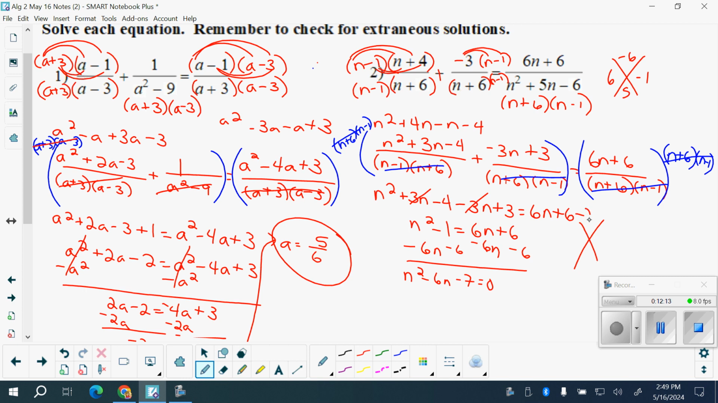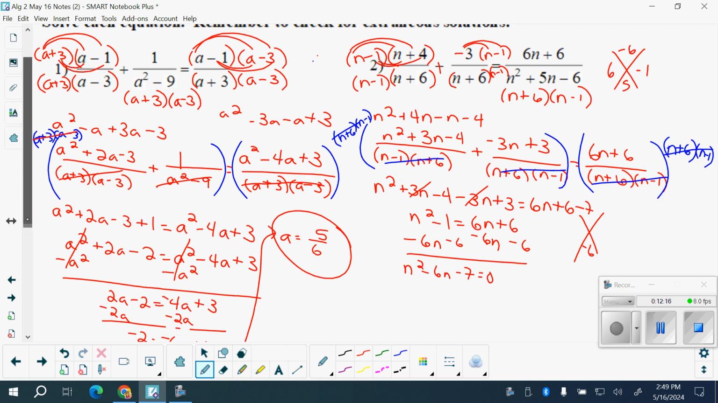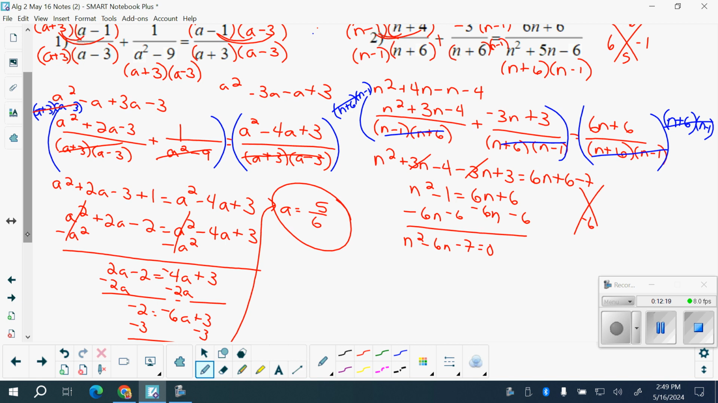What multiplies to negative 7 that adds to negative 6? Negative 7 and 1, that's right. So we have n minus 7, n plus 1 equals 0. So n minus 7 is 0. N plus 1 is 0. And we get n equals negative 1 and 7. So two different answers on this one.